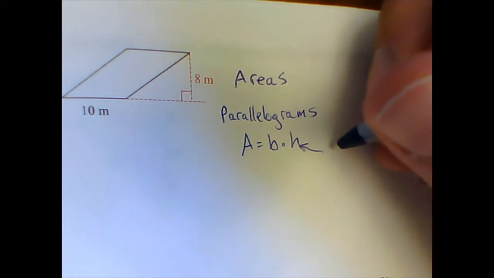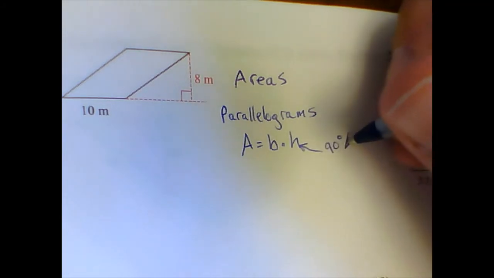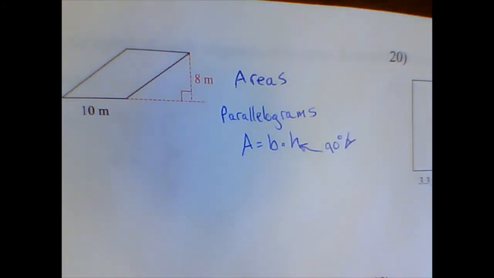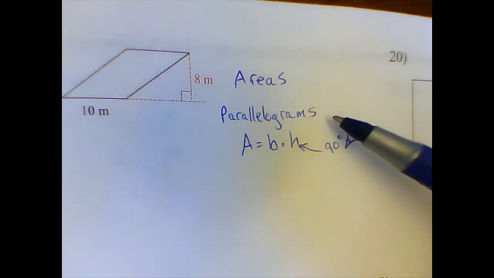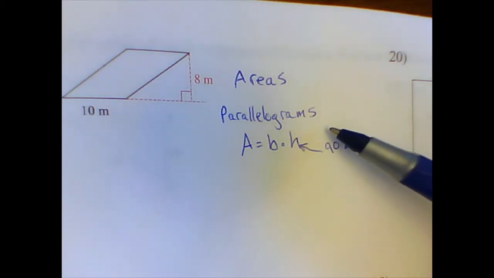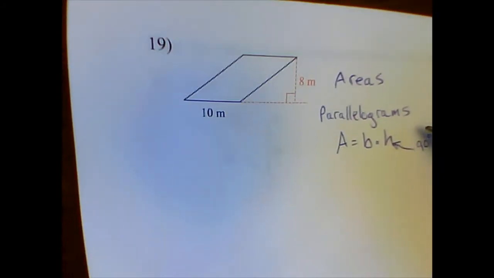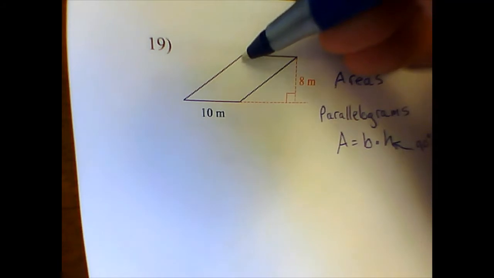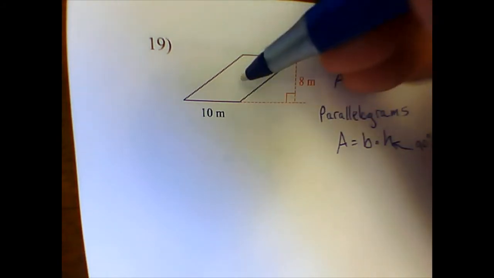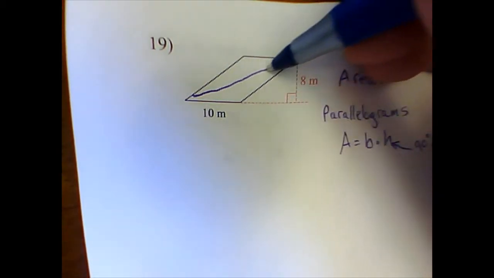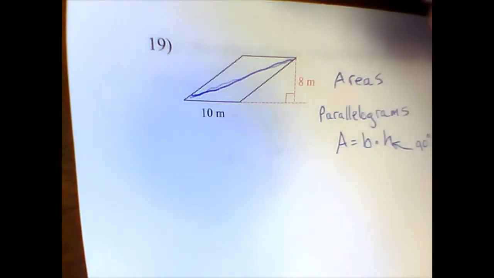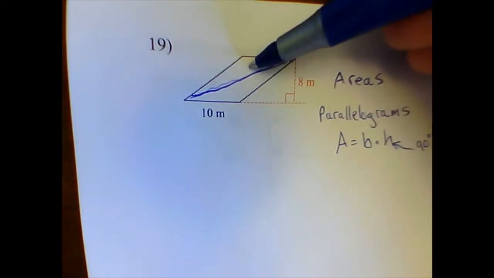Make sure your height is doing a 90-degree angle from a base, or from an extension of a base. Okay, so that 90-degree angle is important. It's not side times side. It's a height and a base, which would be a side length. Okay, related to the parallelograms, if you divide a parallelogram in half, we'll do that right here, you get a triangle.